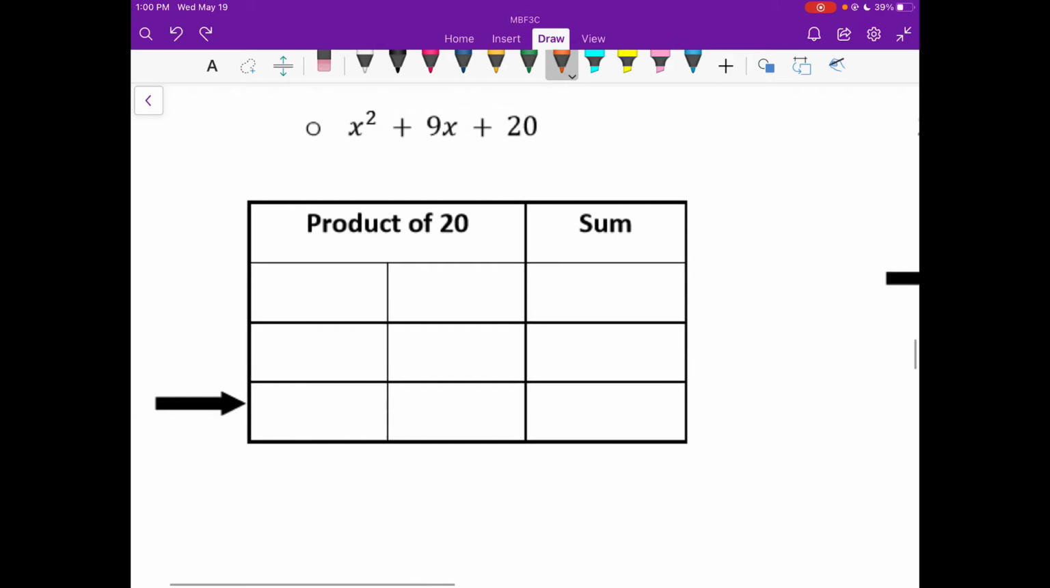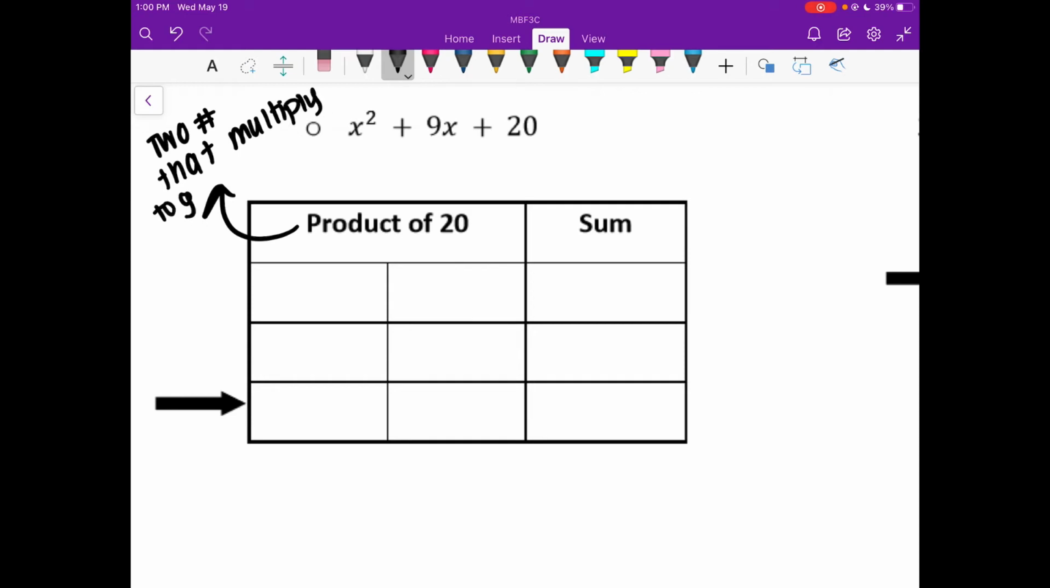We're going to go over the product of 20, right? And so what are two things that will multiply to give us 20? So when I say product of 20, it's two numbers that multiply to give us 20. Okay? So let's go through this. The reason it's 20 is because 20 is C. And then they're going to sum together to give us plus 9, because that's B. Okay? So, two products that give us 20.